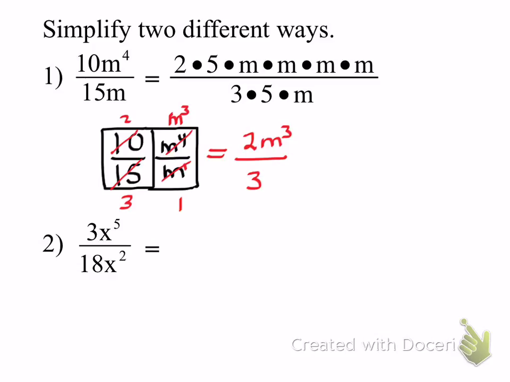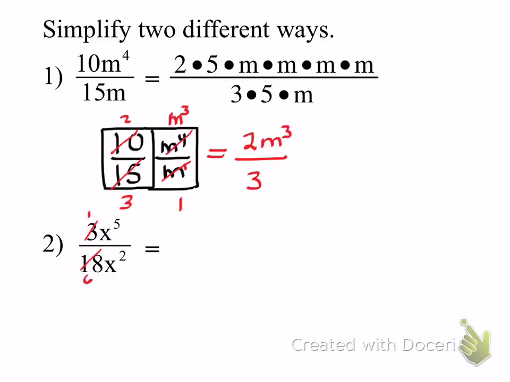Okay, try the next one, please. Go. Let's get started. What can we divide out numerically? Jacob. Well, I said divide by 3. Good, and so I divide, 1 over 6.